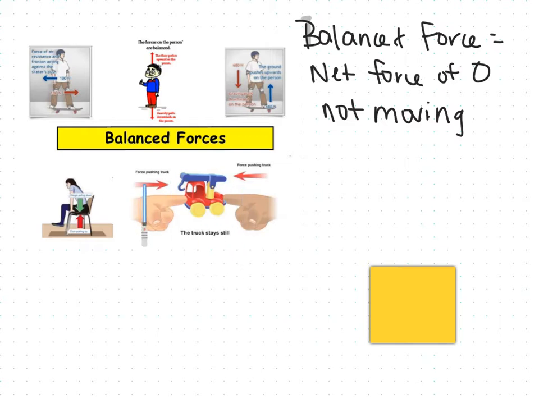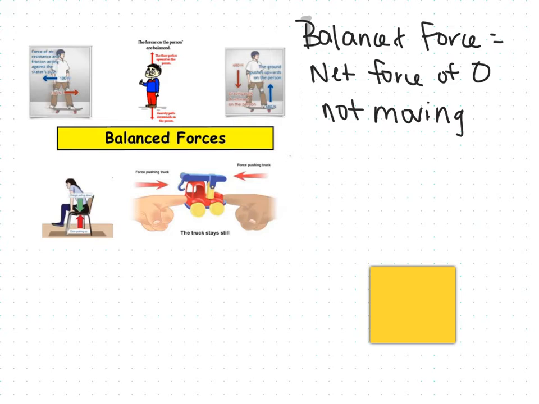Here's a more common example. I have one little kid pushing a truck to the right and one little kid pushing the truck to the left. The truck stays still. And then we have our skateboarder example. He is pushing with 100 newtons of force forward, but the force of the air resistance is pushing him 100 newtons backwards. So 100 and 100, that would tell me that those are balanced. And then 680 newtons of gravity pulling down and 680 newtons of the skateboarder pushing up.